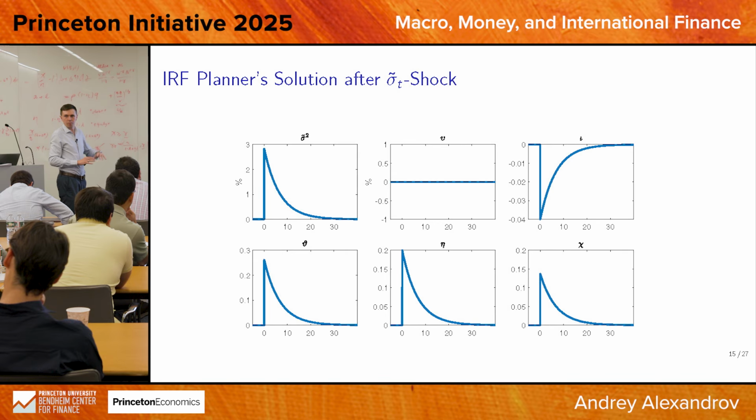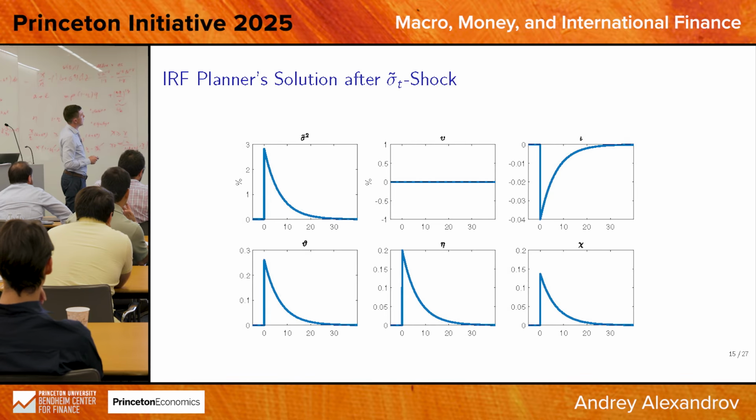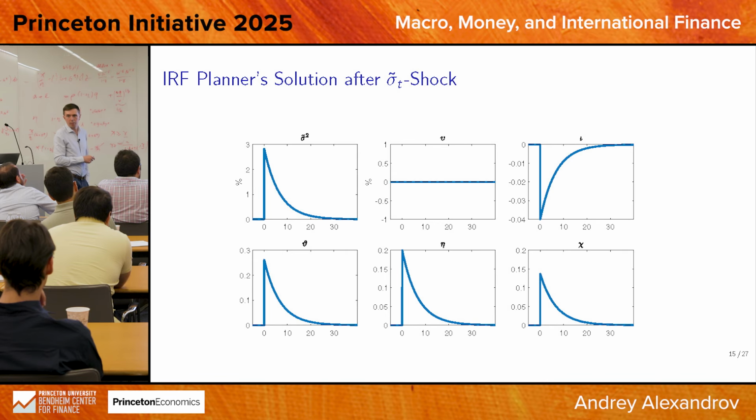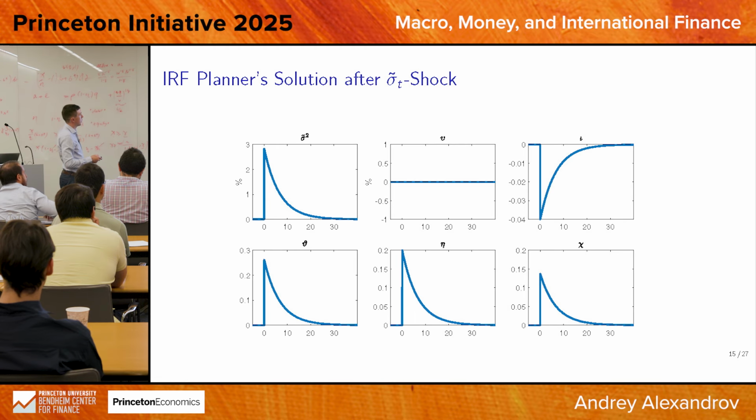So rather than write it in words, I'm just going to go through this in graphs because I think it's easier to understand. Suppose sigma tilde, the idiosyncratic risk, goes up. What would the planner do? It will not do anything with respect to utilization, because sigma tilde does not enter your utilization trade-off. But because capital is now more risky, you want to have less of it going forward. So you're going to disinvest.